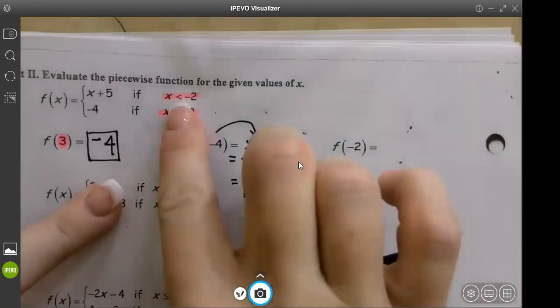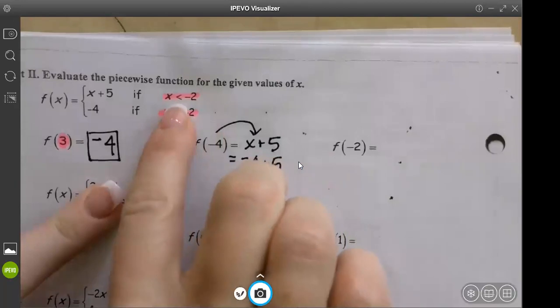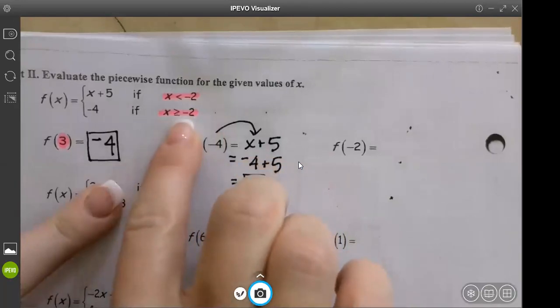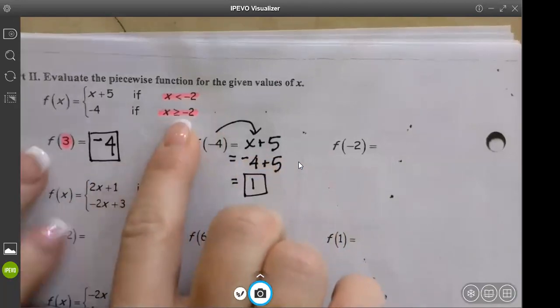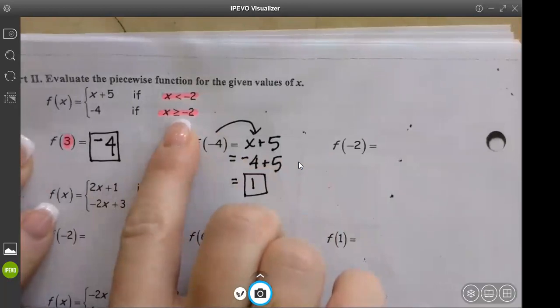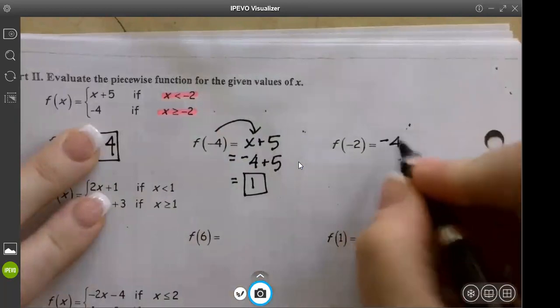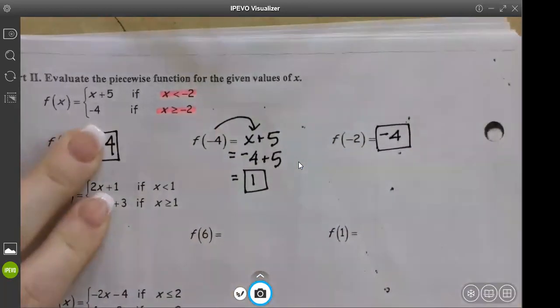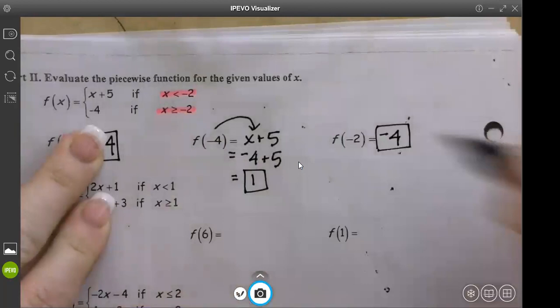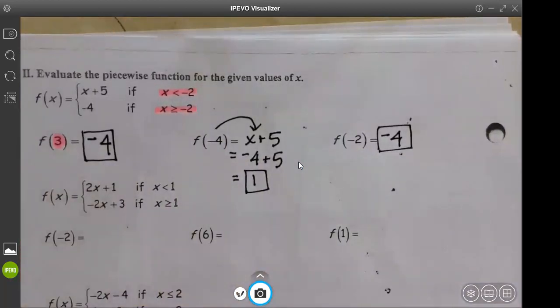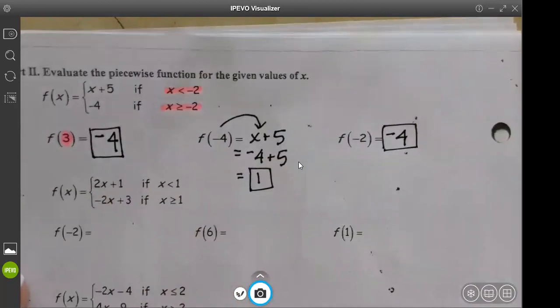-2. Is -2 less than -2 or greater than or equal to -2? It's equal to. So we're going to use this function, -4. There's nothing to plug into, so we're done. That's your answer. The rest of them we're going to plug in every time because there's a function every time. All right. So let's look at number 2.